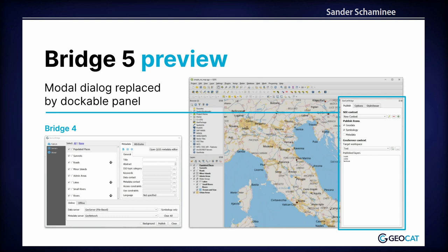On the bottom left, you see the current dialog that has a publish tab and always has a view of the table of contents, but a flattened view, which is always a bit confusing because you don't see the layer groups in there anymore. So we decided let's not do that anymore. You will just have your QGIS table of contents as is, which makes more sense, and you can publish directly from your table of contents by dragging and dropping or by doing the right mouse click on your layer.